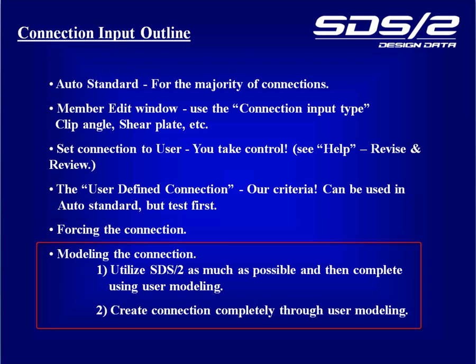Then we have what we term as modeling the connection. With modeling connection, this is where you can use SDS2 and then make manual modifications. Again, you can do them through the user field, but when it becomes graphical, you're actually going in and using manual tools as if you're reaching in the computer and moving holes, stretching material, punching holes and adding welds.